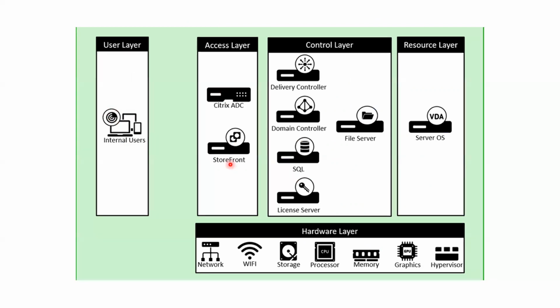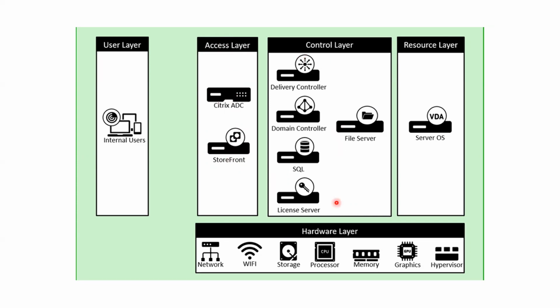What is the task of the access layer? The task of the access layer is to make sure that only authorized persons will be able to log into your infra. As you can see, in the access layer you will get StoreFront. Why StoreFront? Because on the StoreFront URL, the user has to enter their credentials, right? And Citrix ADC is a firewall. So these are the access layers through which users access the resources hosted in our data center.